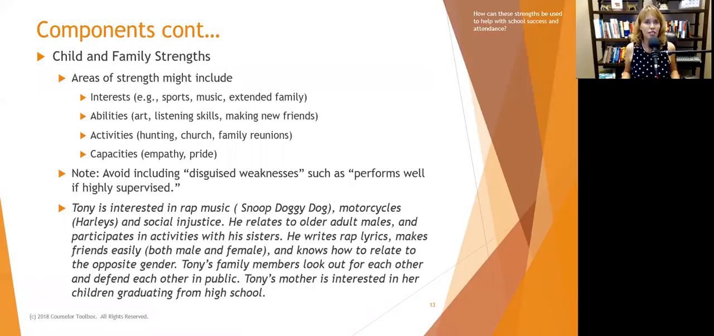It's kind of like when somebody opens a toolbox in front of me and I'm like, wow, that's interesting. I can do something with it. I'm just not sure what yet. So we want to look in the assessment for interests, abilities, activities, and capacities. Do avoid including disguised weaknesses, such as, Tony performs well if highly supervised, or Tony could succeed in math if he just applied himself. No. What is a strength? A strength is something that's there. It's not conditional.